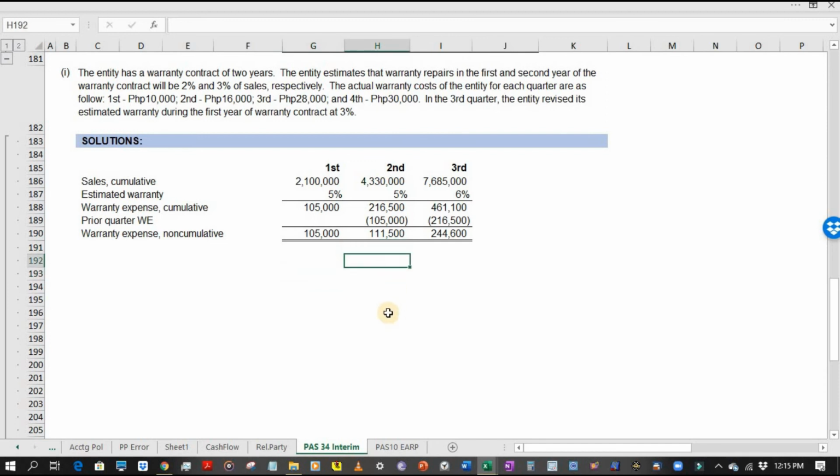There is no need for a retrospective computation. If there is a change in estimate, the adjustments, the increase or decrease because of the estimate, can be made in the succeeding interim period, which in this case, our adjustment is made in the third quarter. So by this time, we have already recorded a warranty expense equal to 6% of sales.